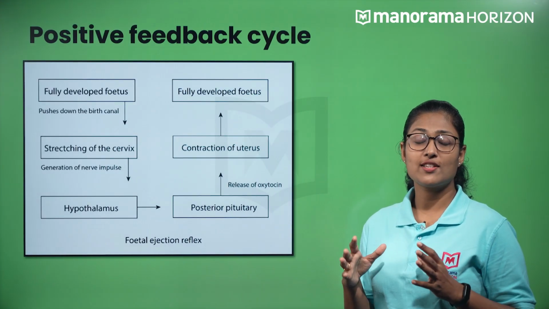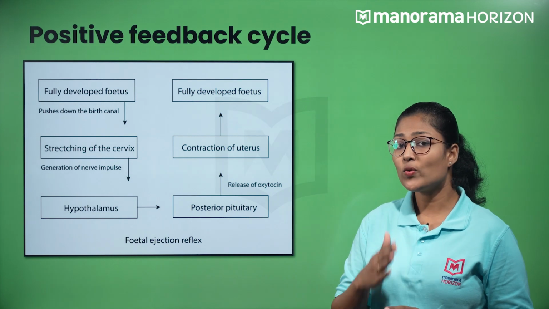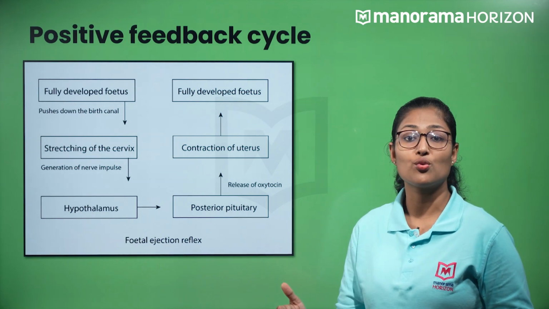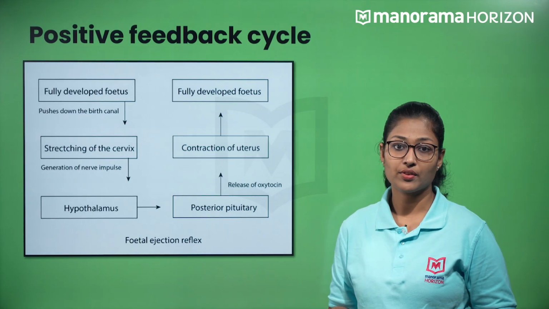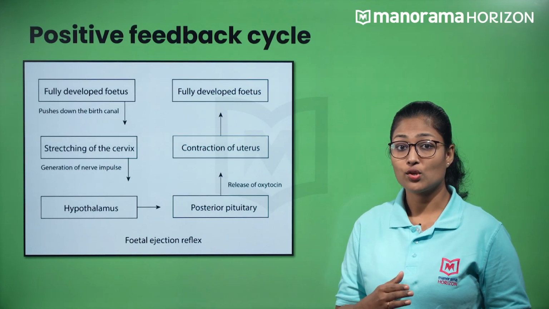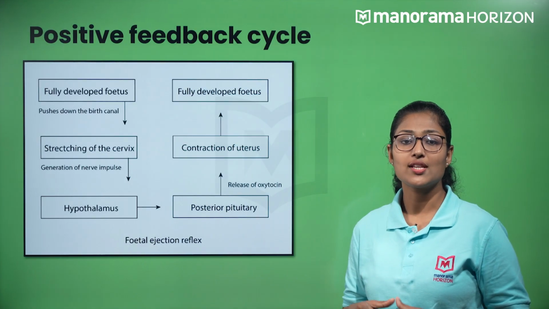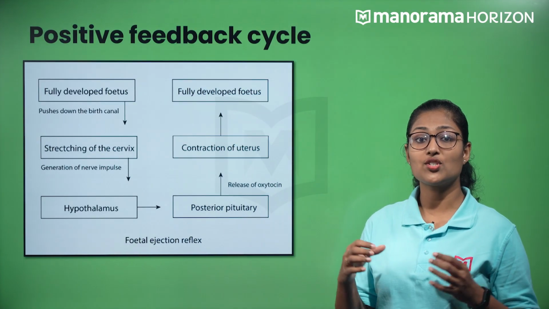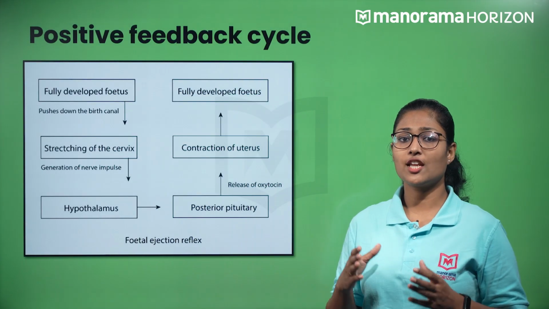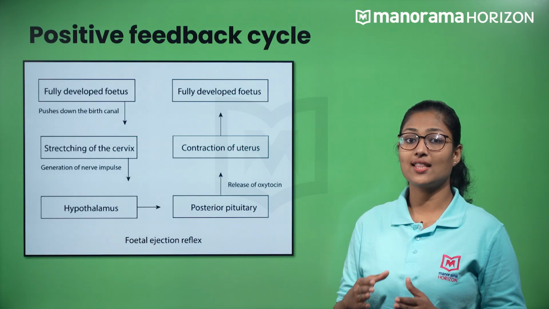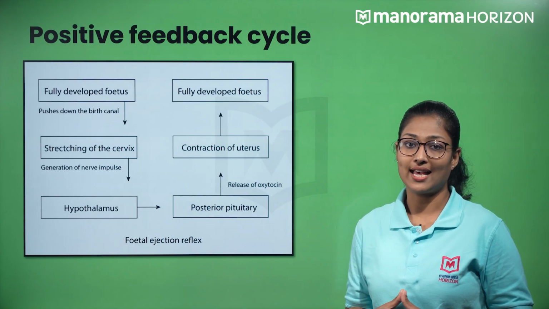The receptors of the stretched cervix send information to the hypothalamus, which then synthesizes more oxytocin released in blood by the posterior pituitary gland. The increased level of oxytocin stimulates even more forceful contractions of the uterus, and the baby's body stretches the cervix even more. This ongoing positive feedback cycle results in the expulsion of the baby out of the uterus through the birth canal.